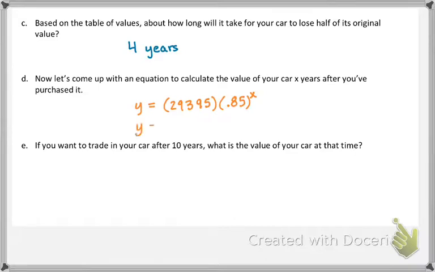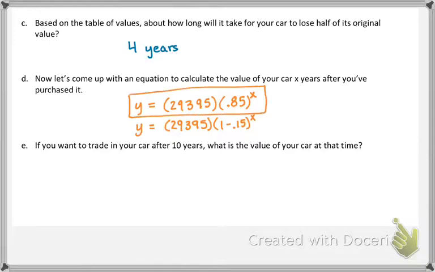And this 0.85 actually was not given to us at the beginning of the problem, right? We had to actually find it by taking 100% minus 15%. And that as a decimal, 100% as a decimal is 1, minus 0.15. That gave us our 85% as a decimal. So this is the equation, either one. And with this equation, I can calculate how much its value is after x years without relying on the table.